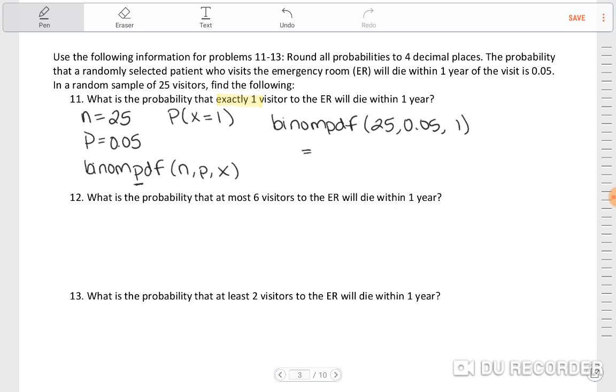And we will get 0.3650. Notice I did put the binomial PDF part. This part is part of your answer. You have to have that and this.